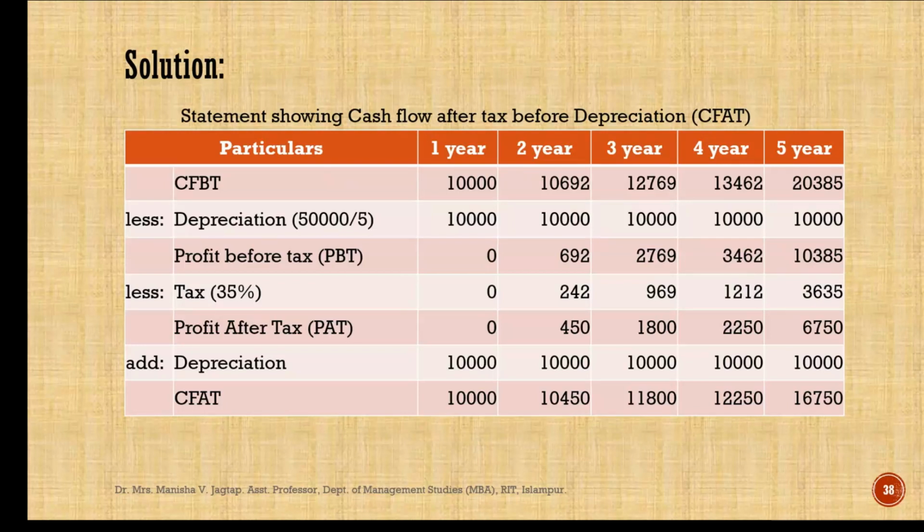You can see here, in the first year 0, second year 450, in the third year 1800, fourth year it is 2250, in the fifth year it is 6750. Then again we are adding back depreciation, and after adding it we arrive at cash flow after tax before depreciation. So now we have to consider this figure for further calculation.